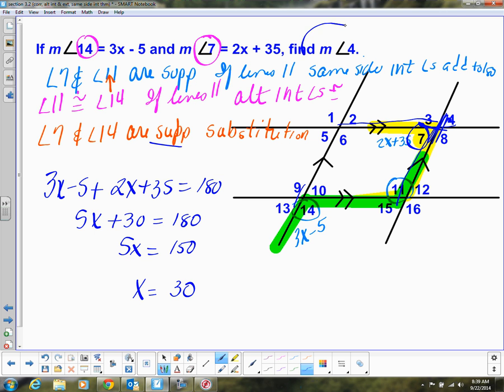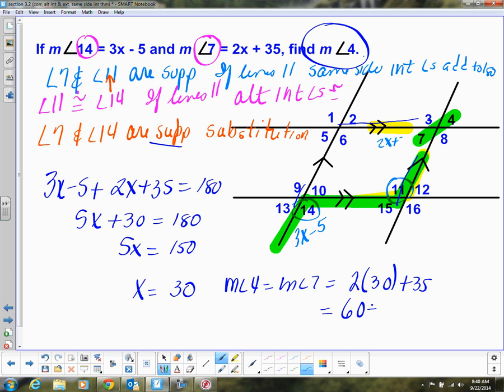So now let's go to find the measure of angle 4. We're not finished. X is 30. Where is 4? 4 is up here. What is 4 related to? 7. How are these related? So if you know 7, can you get 4? So the measure of angle 4 is the same as the measure of angle 7, which we know to be 2x plus 35. So that's going to be 2 times 30 plus 35, which is 60 plus 35, which is 95.